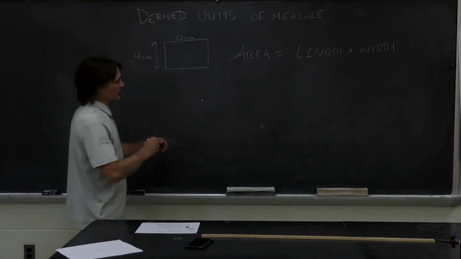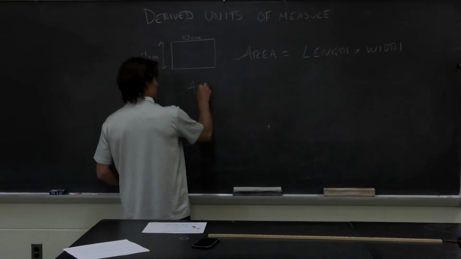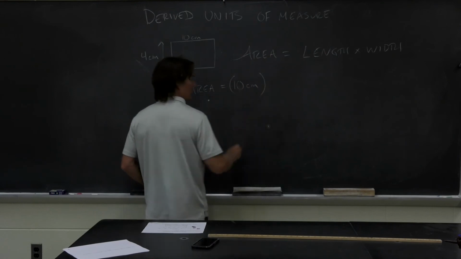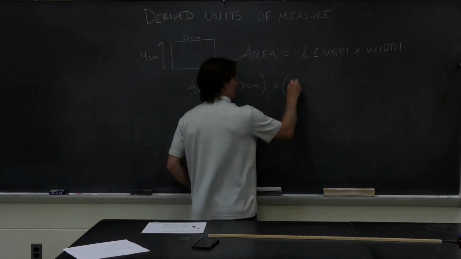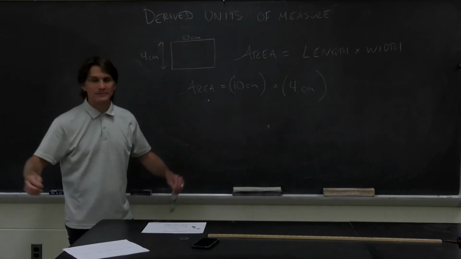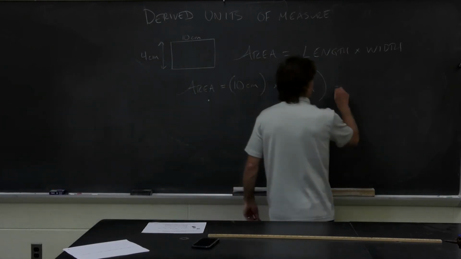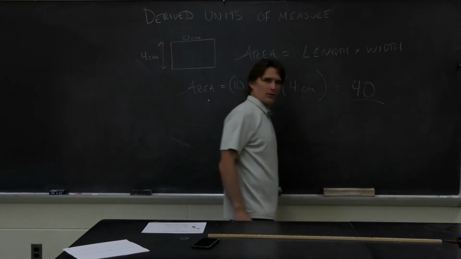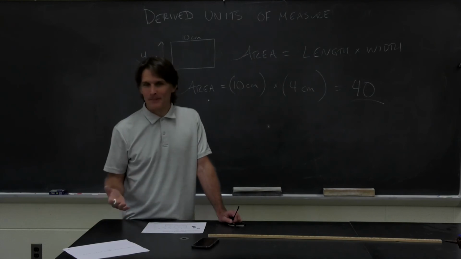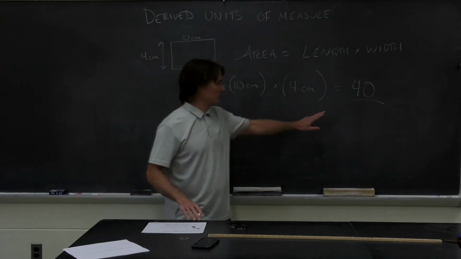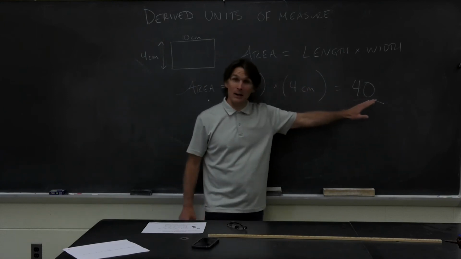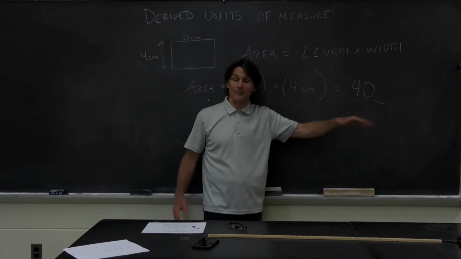So if we're going to calculate the area, I have to take the length, which is 10 centimeters, and multiply it by the width, which is 4 centimeters. And you'll say, well, the area is 40. Well, it's only half right. If I tell you the area is 40, you don't really know what I'm talking about. The unit that's associated with this 40 is just as important as the number.